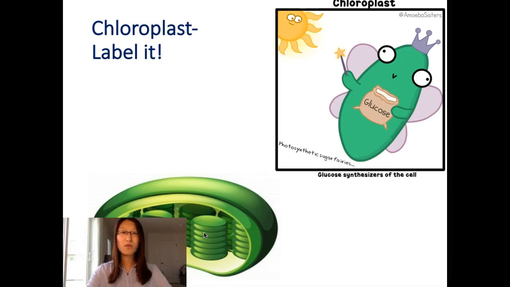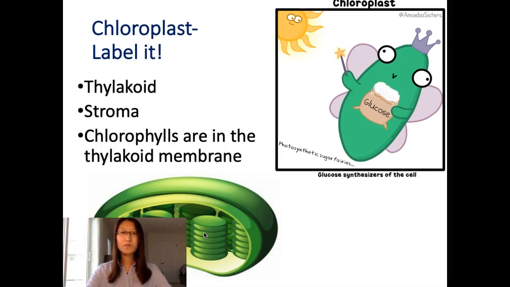We have chloroplast and we want to label it. There are three parts that you need to know. The thylakoid, stroma, and where the chlorophylls are located. So the thylakoids are each one of these little discs. So this is a thylakoid, this is a thylakoid, this right here is also a thylakoid.